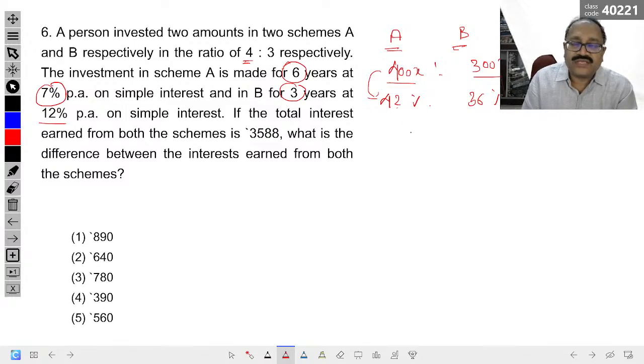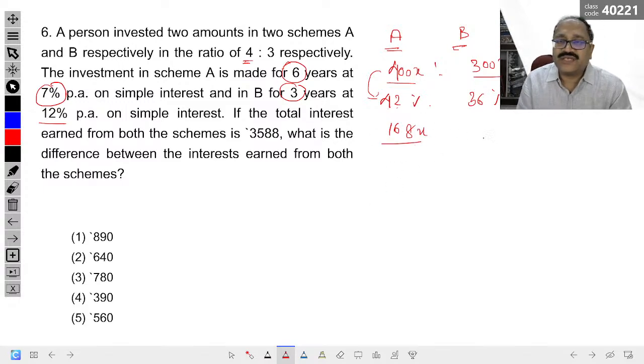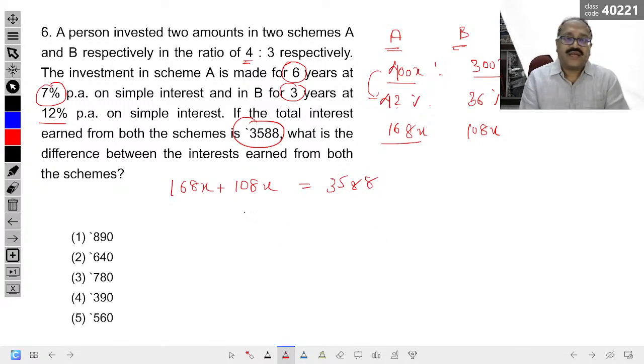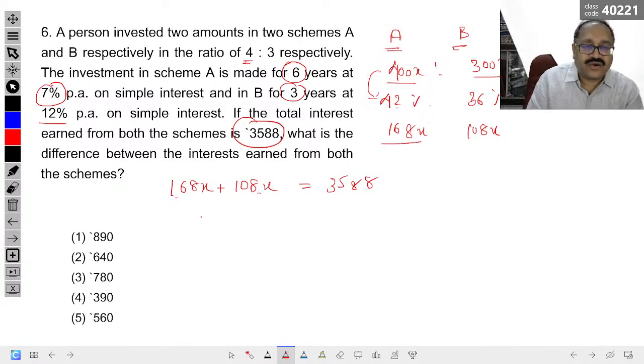So 4 times 42 is 168 and 3 times 36 is 108. 168x is the interest here. Here 36% means 108x is the interest. And the sum of the interest, that means 168x plus 108x, is equal to what is given to us, 3,588. In other words, 276x is equal to this much.